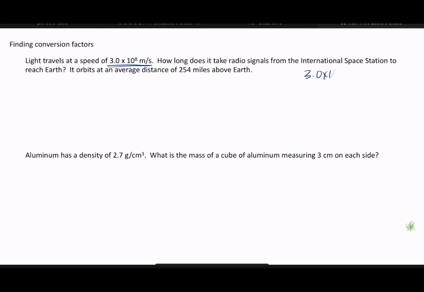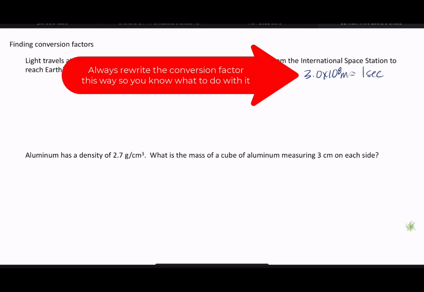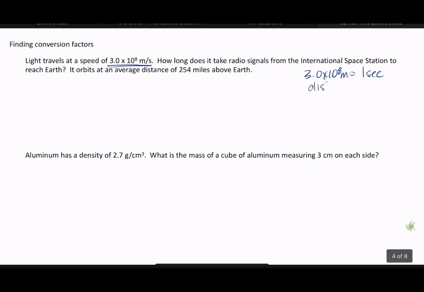So I know that 3 times 10 to the 8th meters are equal to 1 second, right? And then let's think to ourselves, what is meters a measure of? Right, meters measures distance, and seconds measures time, which means that I have just been given a conversion factor between distance and time. All right. The question goes on to ask, how long does it take, so I'm looking for time, for signals to go from the International Space Station to Earth? It, being the International Space Station, orbits at an average distance of 254 miles above the Earth.